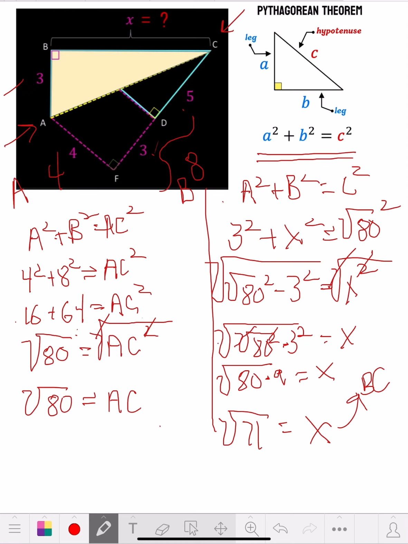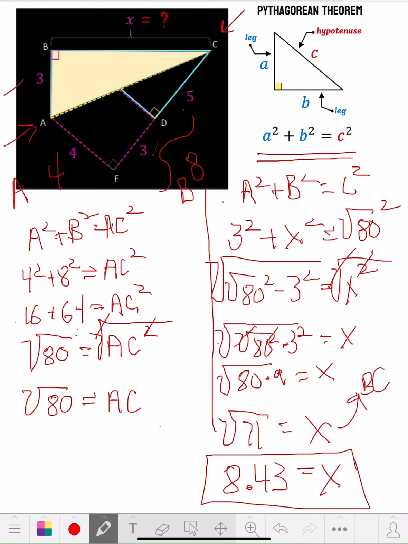So what's the square root of 71? Well, we know it's not a perfect square. If it was 64, it'd be 8. If it was 81, it'd be 9. So it's somewhere in between. We can break this all down, but I'm just going to take my calculator, because this is a calculator-permitted exam question. The square root of 71 on my calculator says 8.43, and that's x. Square this off, because that's my answer. And that was all there was to it, okay?